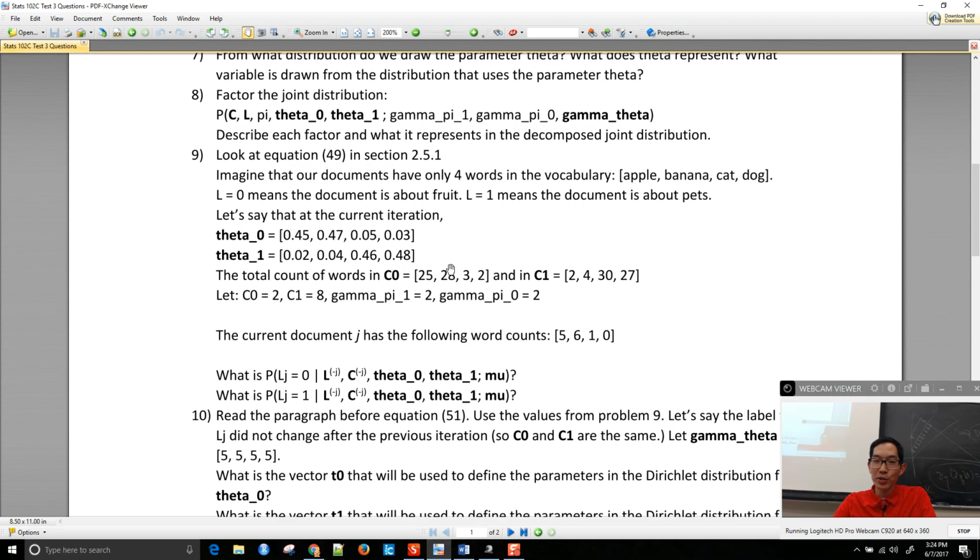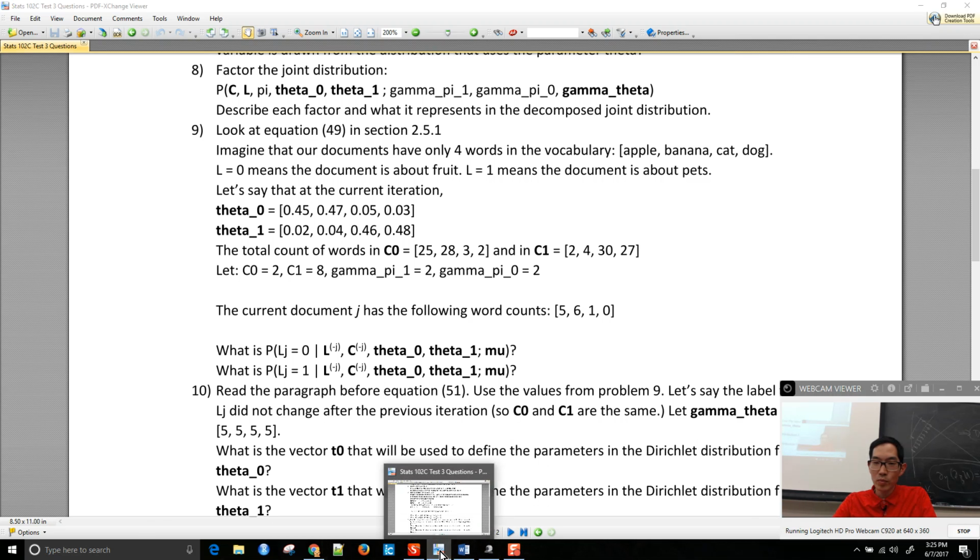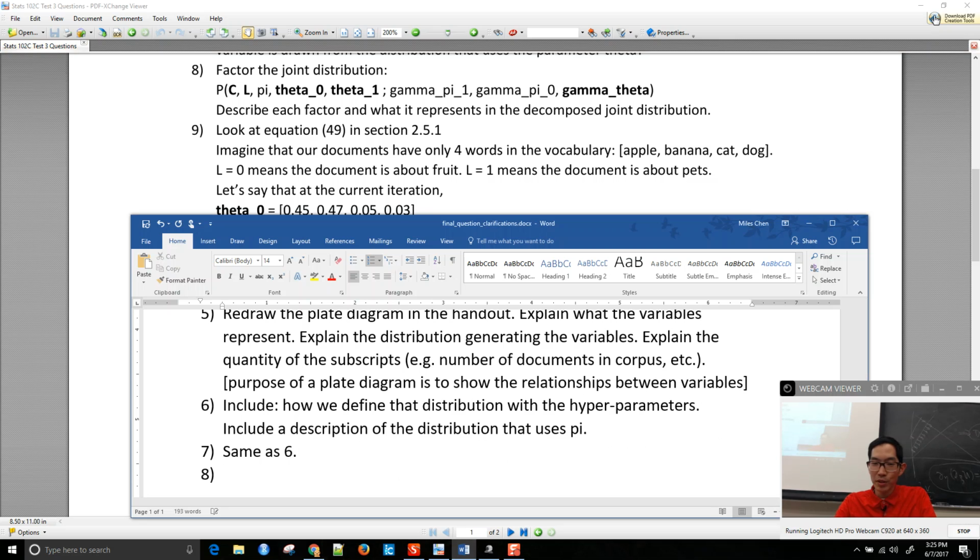Factor the joint distribution. I think we did this in class, part 8. Basically, when you factor it out into the different pieces, describe each of the pieces. I don't know if there's anything that needs to be clarified there. And the bold print here means it's a vector, right? So make sure to distinguish between vectors and scalars.